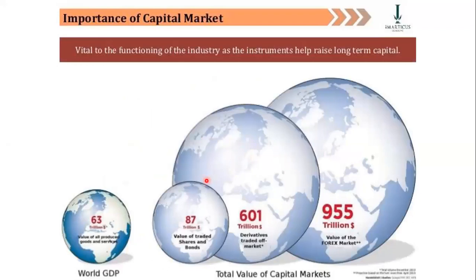And you see the size of the capital market. The largest market is the foreign exchange market. The worth of this market is 955 trillion US dollars, the derivatives trading is 601 trillion dollars, and the value of traded shares is 87 trillion. World GDP at that time was 63 trillion US dollars.